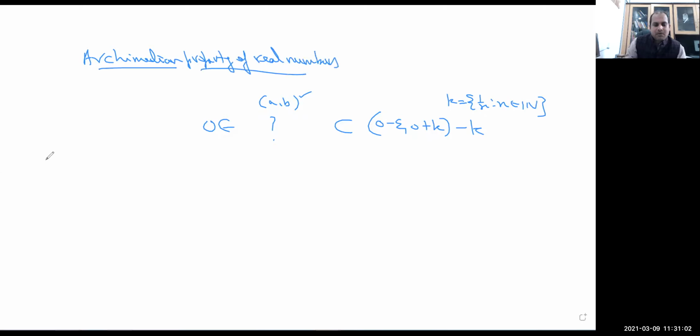Archimedean property. The statement of this is that for every epsilon greater than 0, there exists n naught belonging to N such that 1 by n is less than epsilon for every n greater than or equal to n naught.